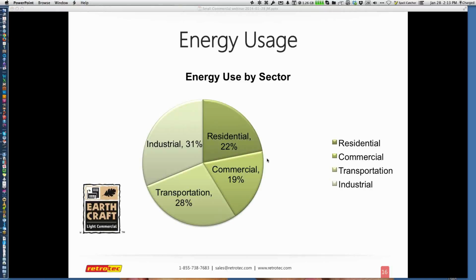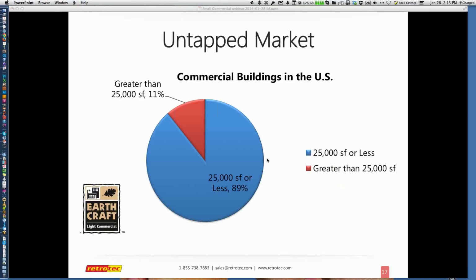So when we compare the size of structures for commercial buildings in the U.S., the ones that are around 25,000 square feet or less are almost 90% of them. So, if you're dealing with this grouping as to how we want to divide the demographics, most commercial buildings are going to fall into this fairly small square foot footprint. What becomes more complex is what's inside the box.